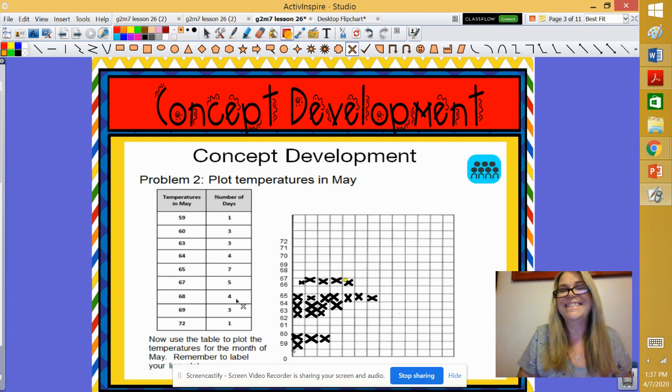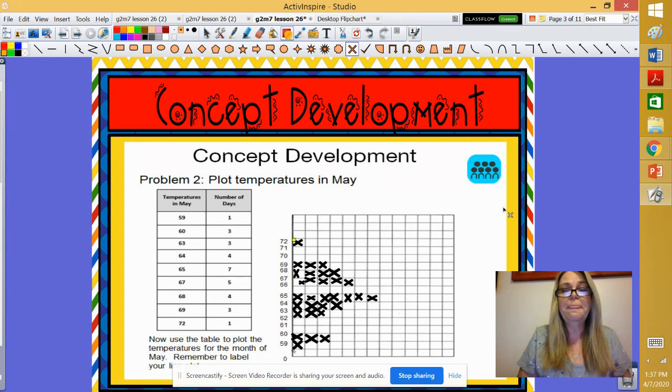Do we have any 68 degree days? How many? 4, that's right. So at 68, we're going to put 4. 1, 2, 3, 4. Do we have any 69 degree days? We sure do. 3. So how many? 1, 2, 3. Great job. Do we have any 70 degree days? Nope. 71? Nope. Do we have a 72 degree day? Yes, we do. We have 1. So we're going to find 72 and add 1 day.